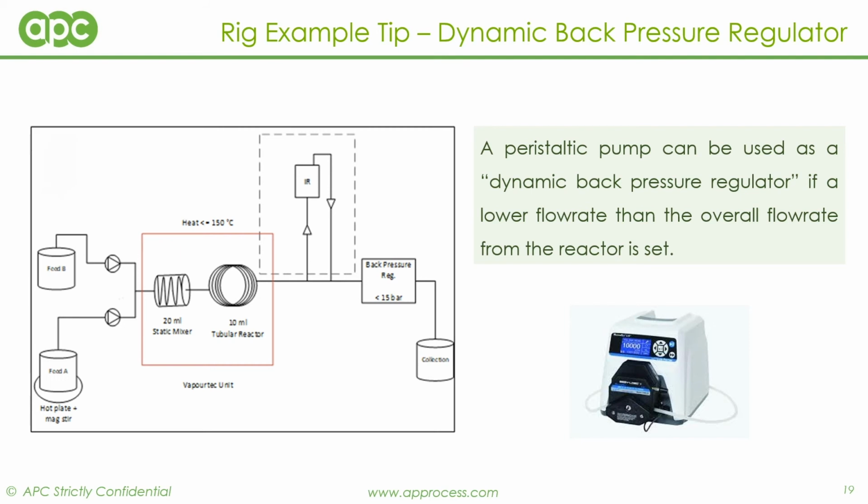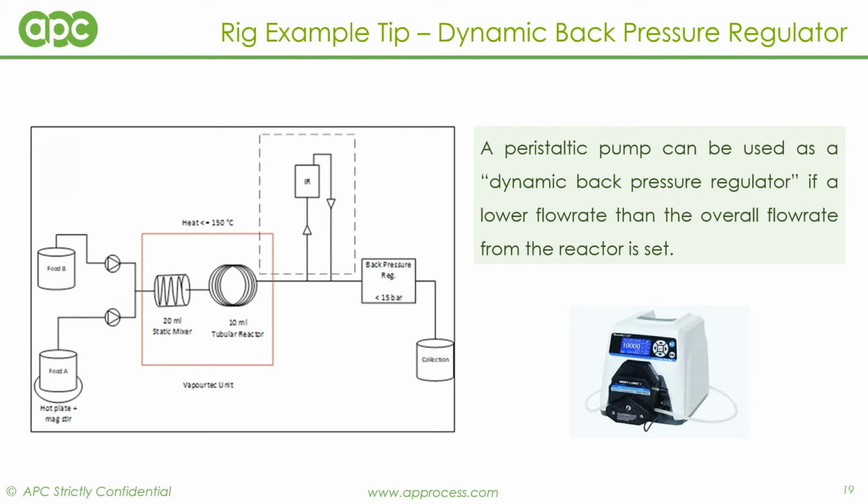An expensive investment like a dynamic back pressure regulator can be avoided by using a peristaltic pump, as these pumps act like a one-way valve while releasing pressure at a stable rate. So this pump can be placed at the end of the tubular reactor prior to the product collection point to control the reactor at a higher pressure.